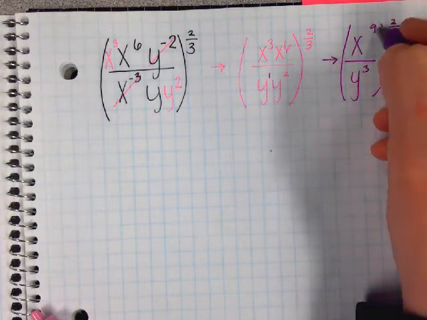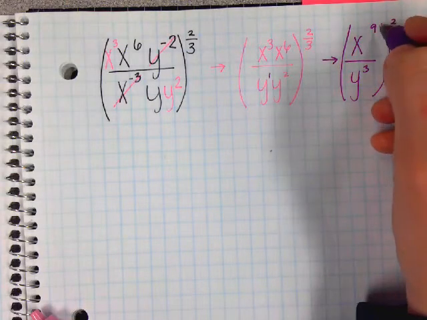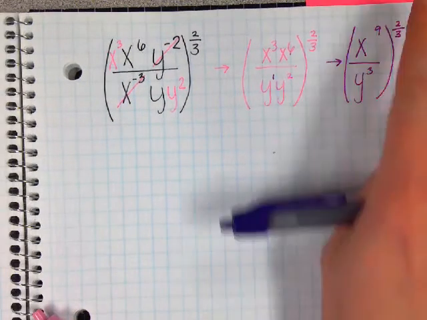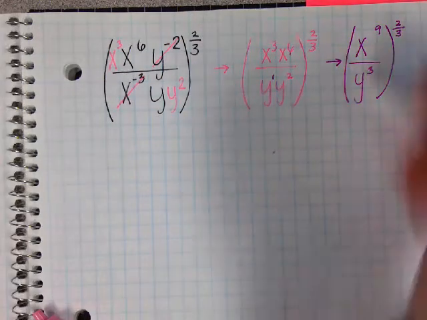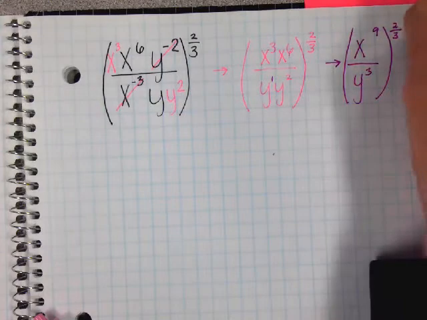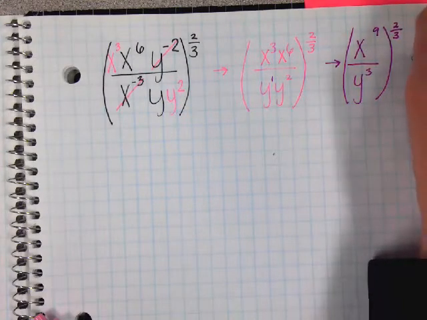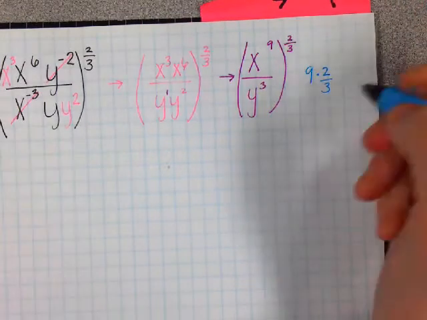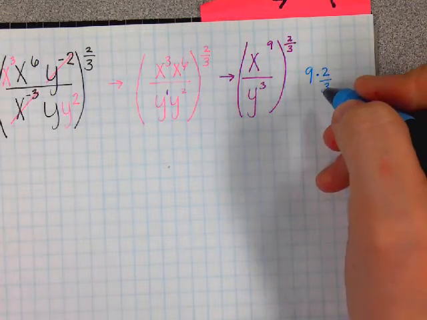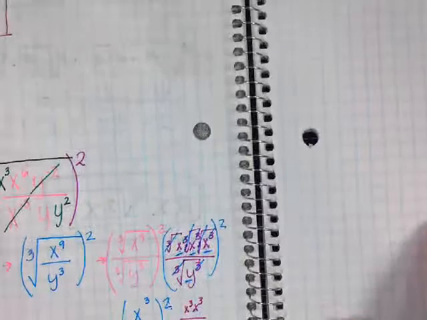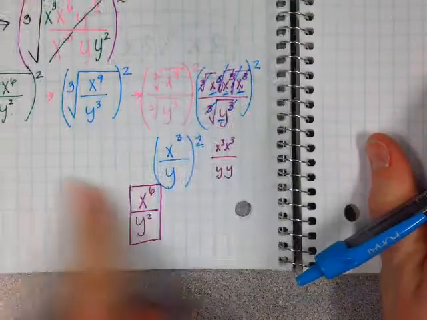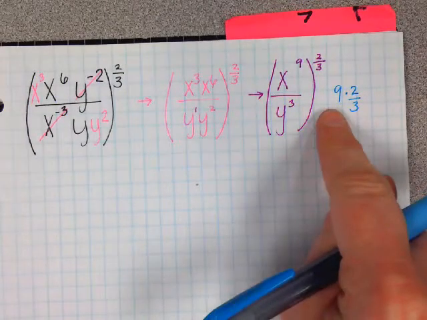Okay, now, when we do this, we're going to multiply the exponents. Remember, based on your rules, when you have a power to a power, you need to multiply the exponents. So if I do 9 times 2/3, this is definitely one of those times that you have to remember fractions, and this is why if you don't remember how to multiply fractions, you're going to end up needing to do these steps down here.